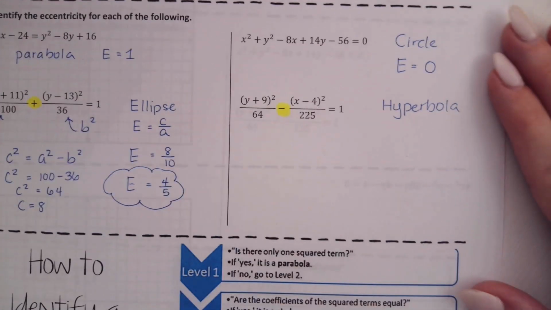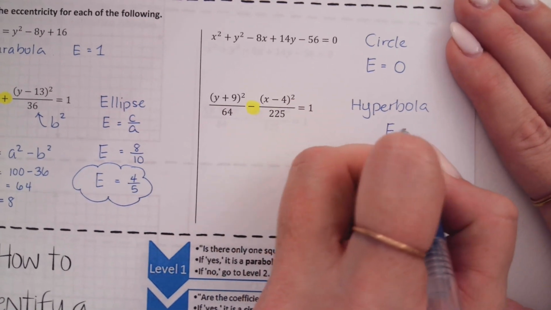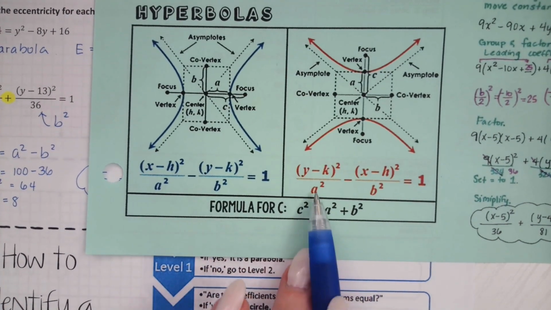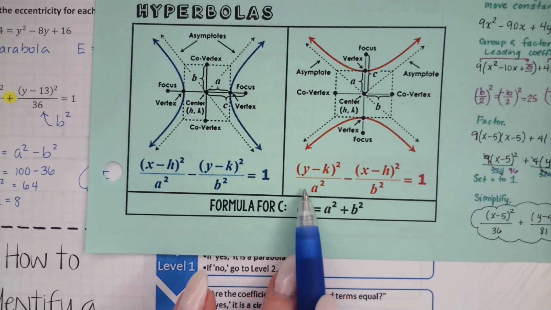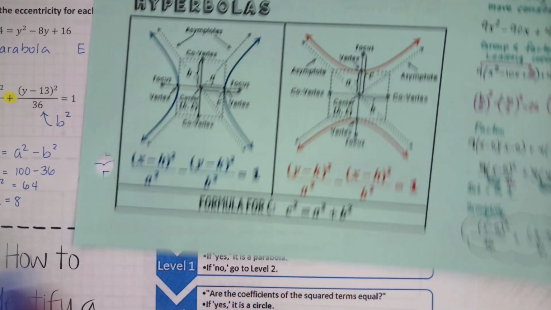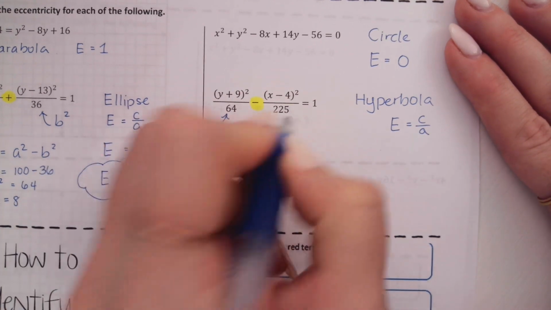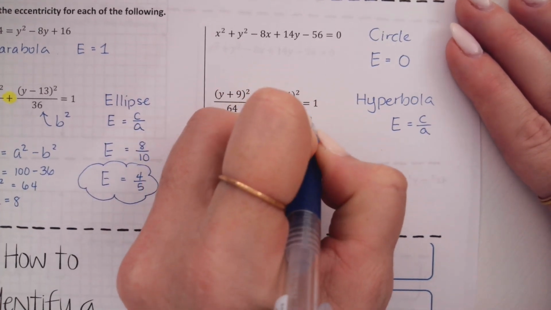So we will need to calculate our eccentricity by finding C over A. For a hyperbola, A is always the first denominator. It doesn't change. It's not necessarily the largest of the two. It's just the first denominator. So my A is over here. Well, actually my A squared, which makes this my B squared.